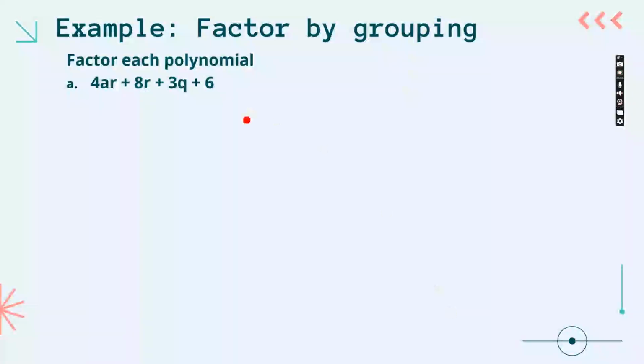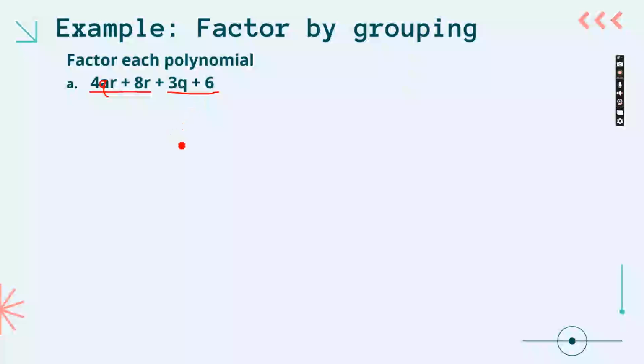For example here, what we want to do is separate this four-term polynomial into two groups of binomials, right? Two binomials. I want to break up this four-term polynomial into two binomials. For example, I want to group up 3q plus 6 and also 4qr plus 8r together.